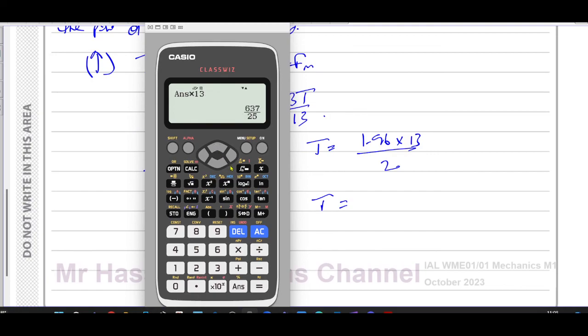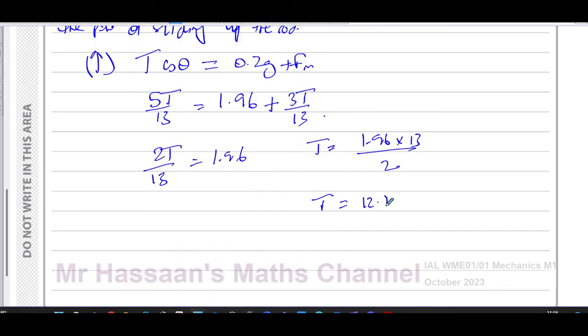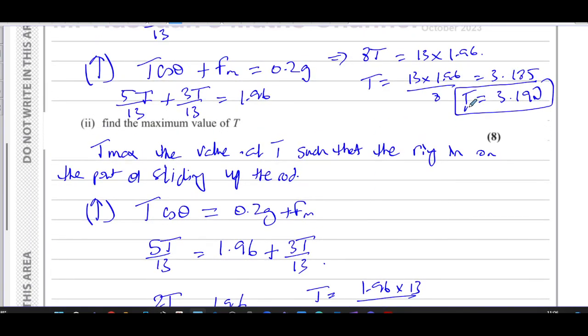Okay, no, forget it. Let's do it again. So we're going to have 1.96 times 13. This time it's going to be divided by 2, which gives us 12.74 newtons. We should really write it to 3SF, so 12.7 newtons. That's the maximum value of T, and here we have the minimum value of T.